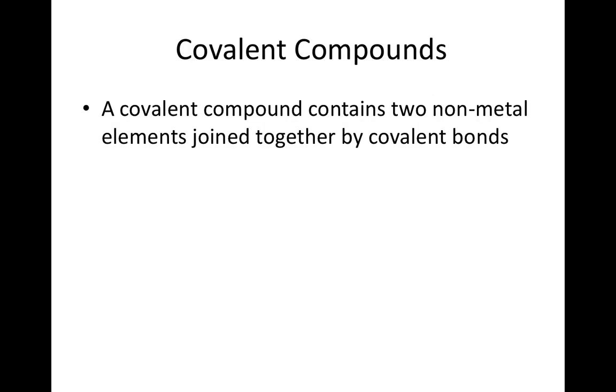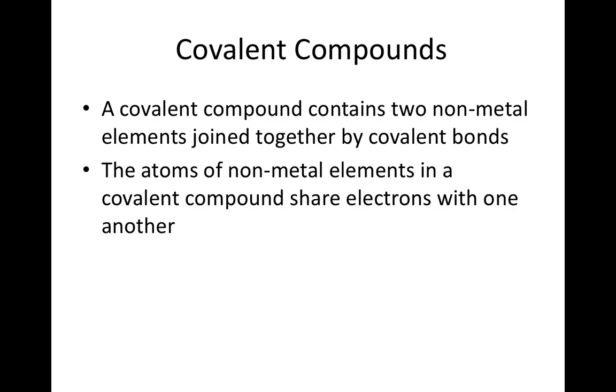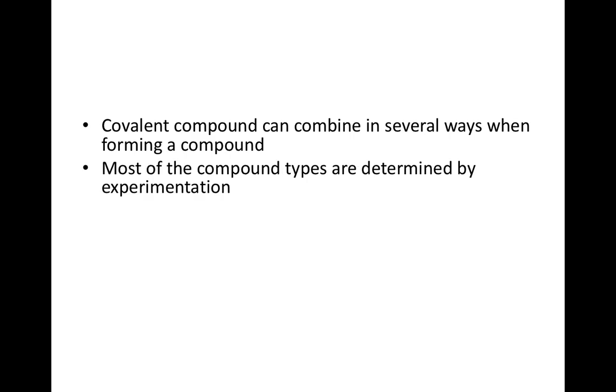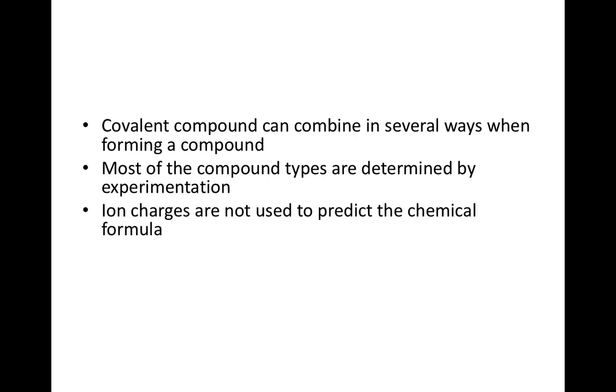Let's begin. A covalent compound contains two non-metal elements joined together by covalent bonds, or in other words, the sharing of electrons. The atoms of the non-metal elements in a covalent compound share electrons with one another. A covalent compound can combine in several ways when forming a compound. Most of the compound types are determined by experimentation. Ion charges are not used to predict the chemical formula.